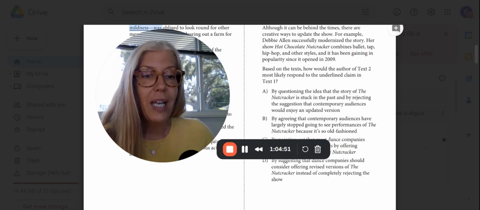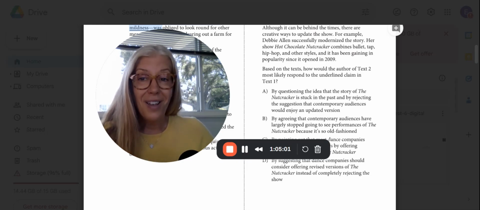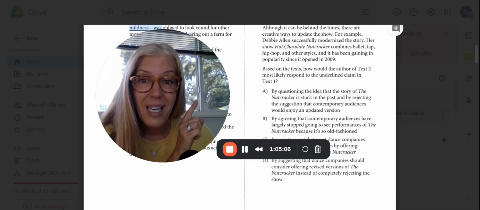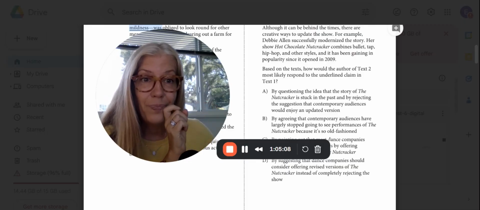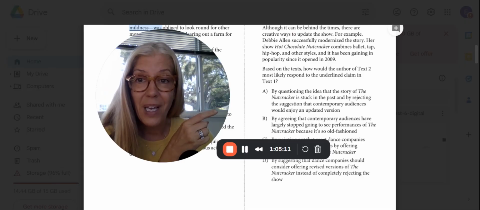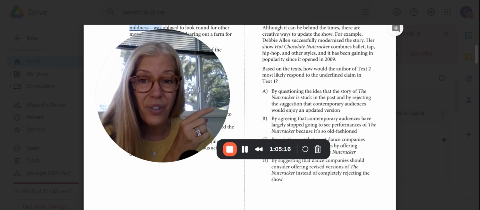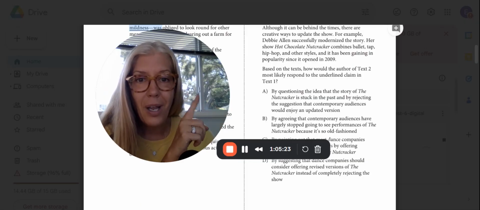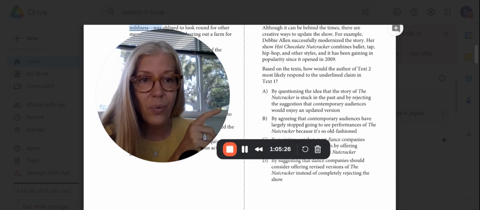A, by questioning the idea that the story of the Nutcracker is stuck in the past and rejecting that suggestion that contemporary audiences would enjoy an updated version. Look at that. If you only read text one, you would have picked that one and thought that you were right, because that's what text one was. See what I told you? They're writing the answers for the ones that are going to pick the wrong answer. They have to do that. They can't just write for right answers. They are going to write answers for the ones that are only going to read text one.